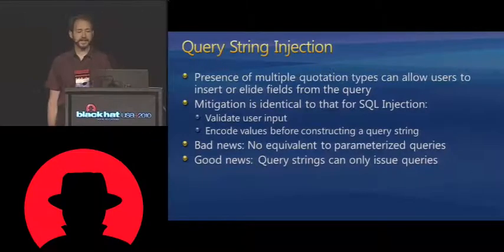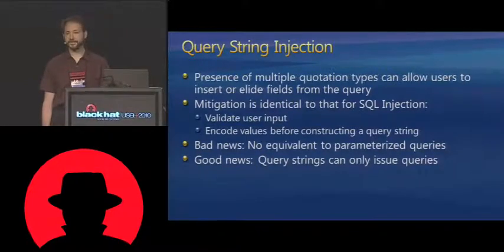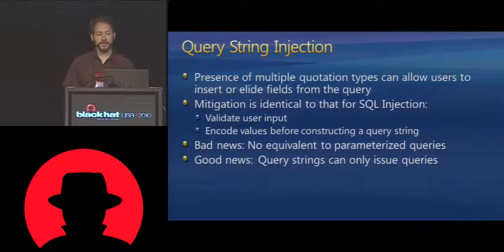And the mitigation for this is identical to that for SQL injection. Validate user input, make sure there's not malicious input in it, and encode values before constructing a query string. The bad news here is there's no equivalent to parameterized queries. You as the developer have to construct the string. There's no way to have the API do that for you and avoid these sorts of problems. On the bright side, there aren't that many meta characters to encode here. Since you're sending data to the database backend, you're generally not worried about a lot of globalization and Unicode issues and so on, though depending on your application, you potentially could be.